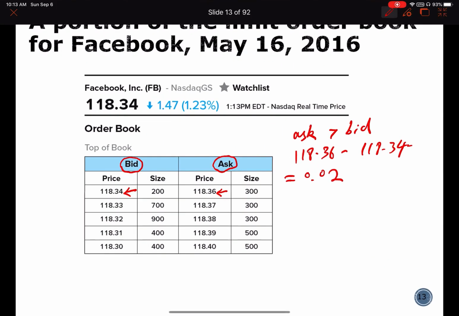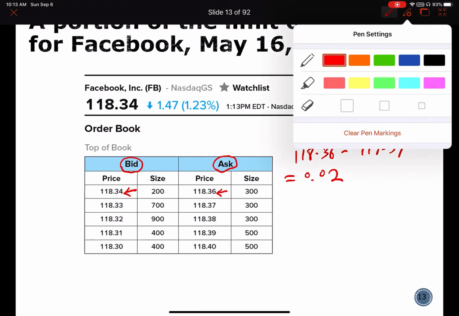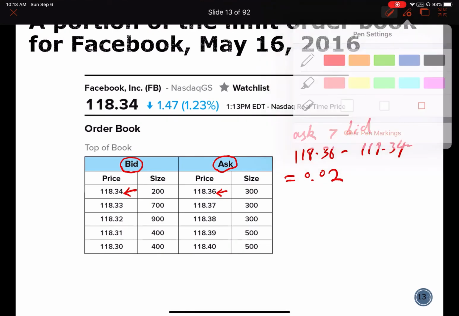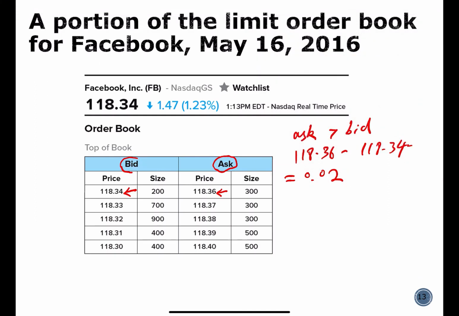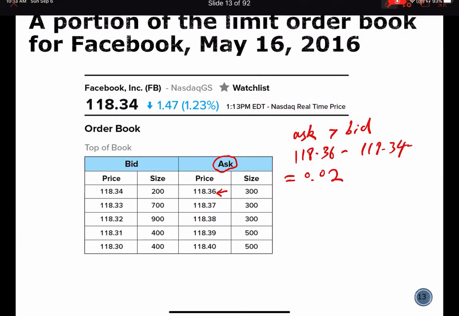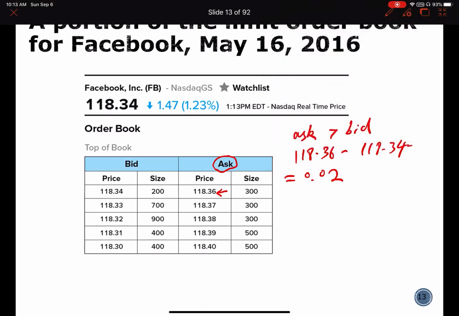So, for example, this is a limit order. Basically, this guy says, okay, I want to buy 200 Facebook shares, but I want to put a limit on the price I want to pay. The highest price I want to pay is $118.34. So this is a limit order.